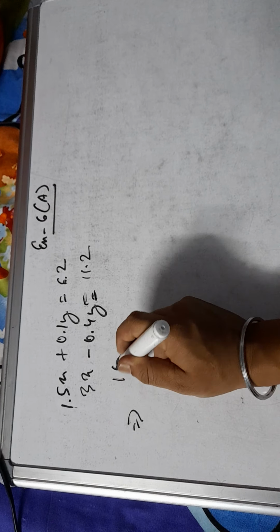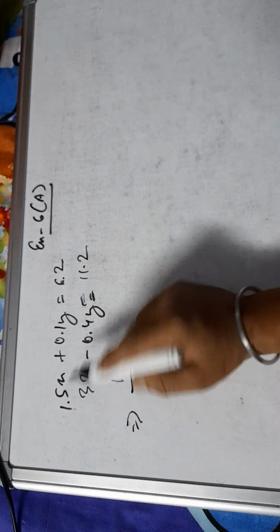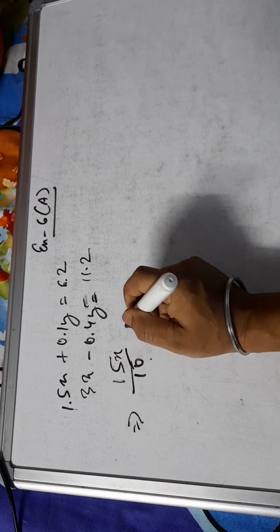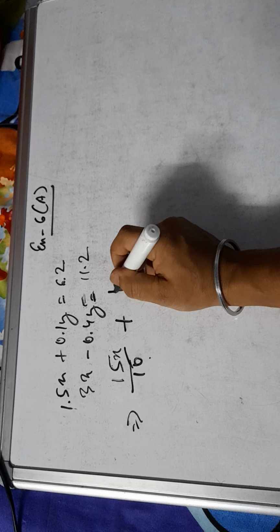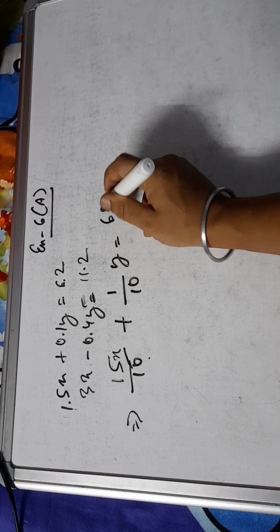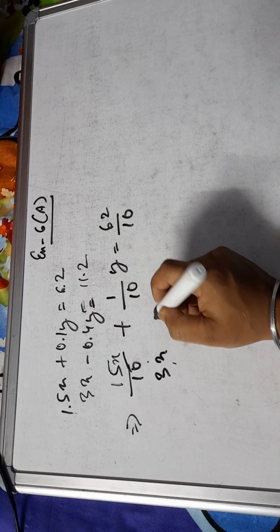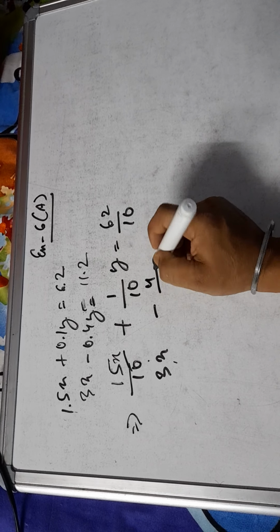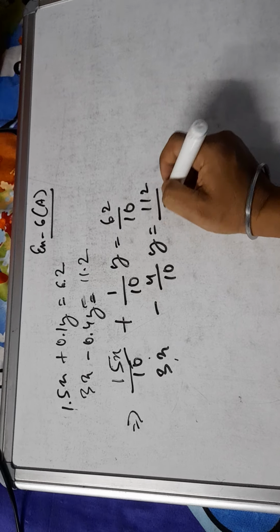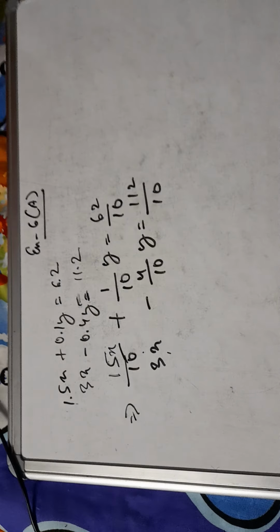So 15 by 10x we can write; the decimal point will convert into 1, and the digit after the decimal will convert into 0. So x plus 1 by 10y equals 62 by 10. Similarly, 3x minus 4 by 10y equals 112 by 10. This way we can do it.